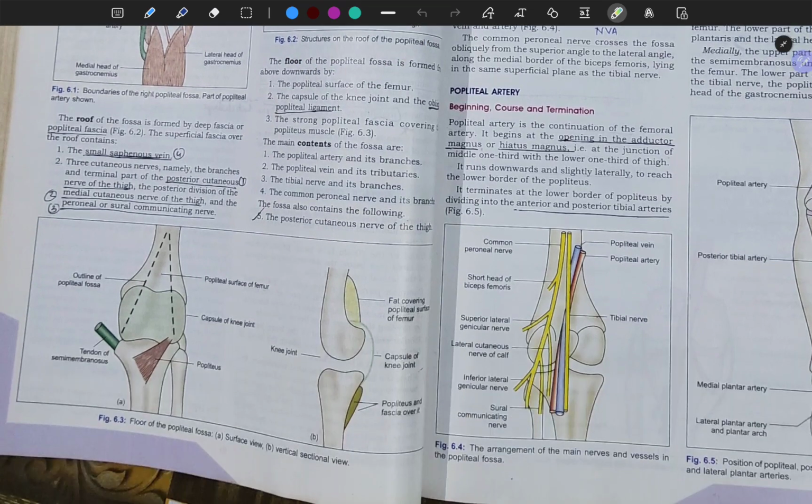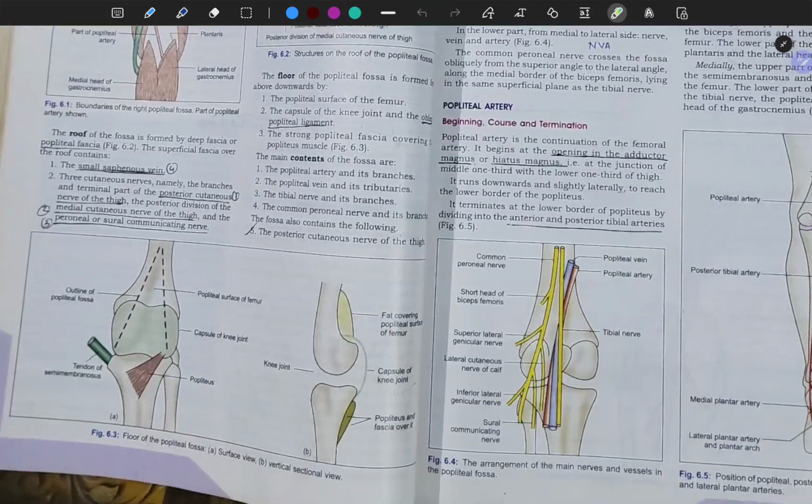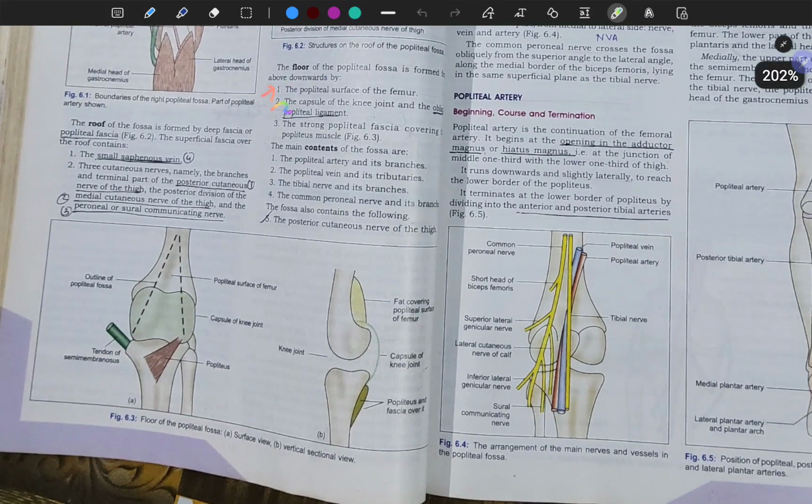The floor of the popliteal fossa is formed from above downwards by the popliteal surface of the femur, the capsule of the knee joint and the oblique popliteal ligament, and the strong popliteal fascia covering the popliteus muscle.